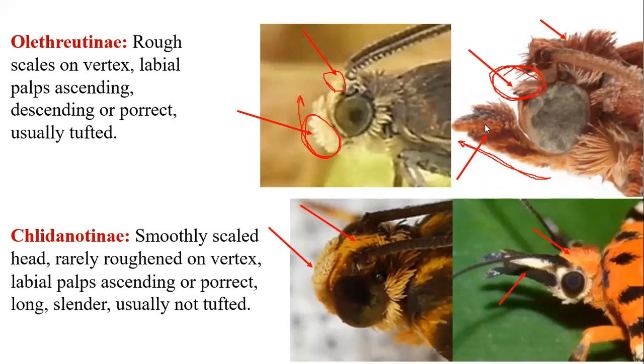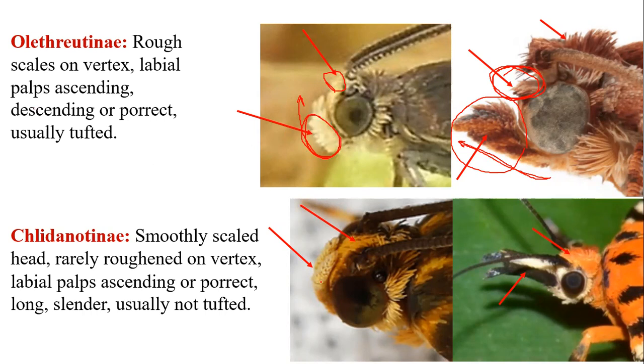And in the second image, you are seeing that it's easily recognizable that their labial palps are tufted or contain hairs or scales. So following this character, if we find any member having a rough head and labial palps usually tufted or scaly, then we can be pretty sure that it belongs to subfamily Olethreutinae. However, there are some exceptions. But in most cases, this characteristic can be used to separate subfamily Olethreutinae from Chlidanotinae.